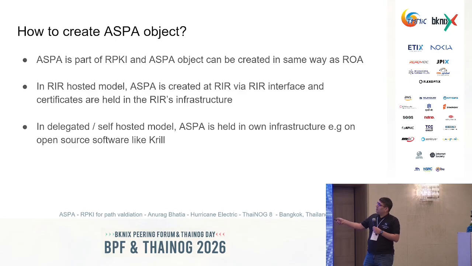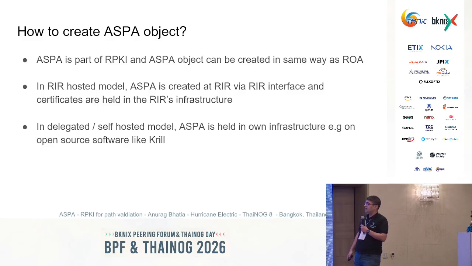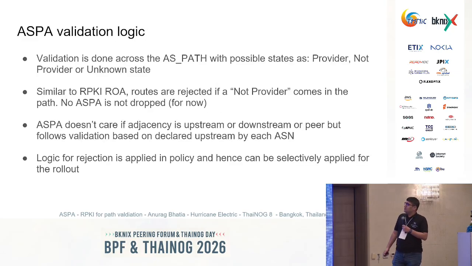How to create an ASPA record? They can be created in the same way as a ROA once your registry starts supporting it. Again, it is in parallel: RPKI ROA for origin validation, ASPA for path validation. Just like you would create a ROA record with your registry, you can create an ASPA record with your registry once they support it, or you can have a hosted model where you essentially have a delegation, and then you can run something like Krill or any other supporting software in your infrastructure and maintain certificates yourself and sign them.